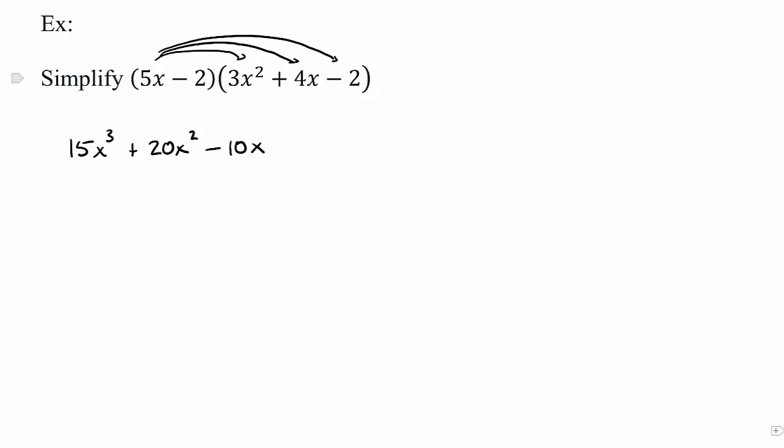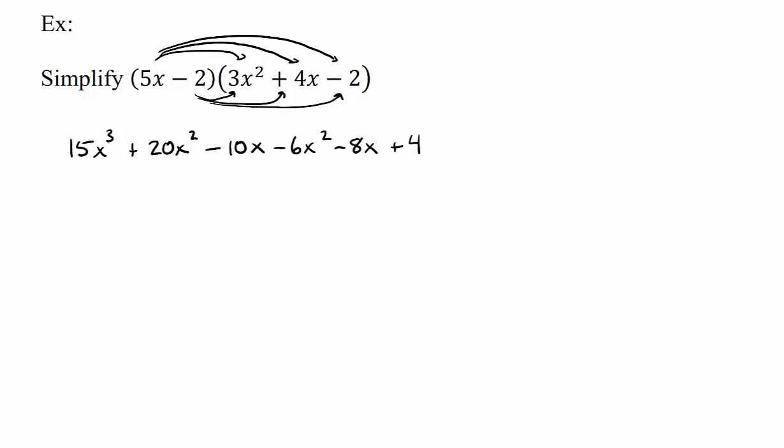Now I'm going to move on to the negative 2, and I'm going to distribute it over these three terms. So negative 2 times a positive 3 is a negative 6, and then x squared. Negative 2 times a positive 4 is a negative 8x. And then finally, negative 2 times negative 2 is a positive 4.